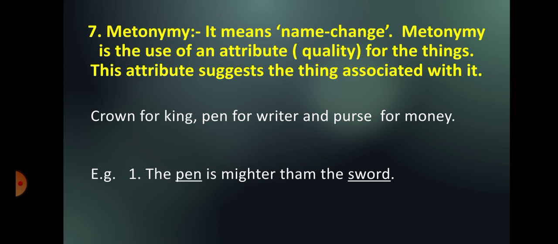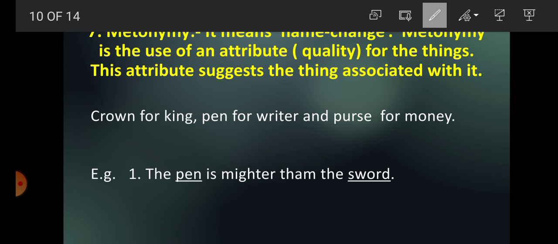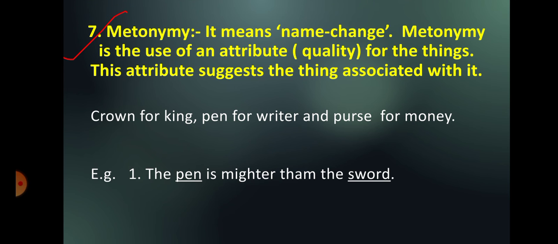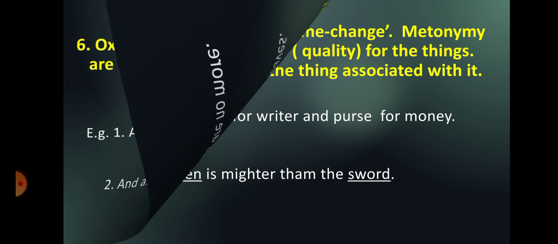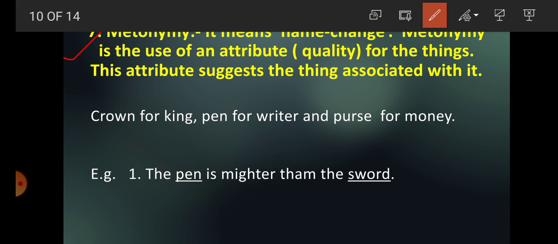Now number 7, students, metonymy. What is metonymy? Students, it means name change. Metonymy is the use of an attribute. What is an attribute? Attribute means quality, the quality of the thing. This attribute suggests the thing associated with it. So metonymy is the use of an attribute for the thing. This attribute suggests the thing associated with it, connected with it, related with it.